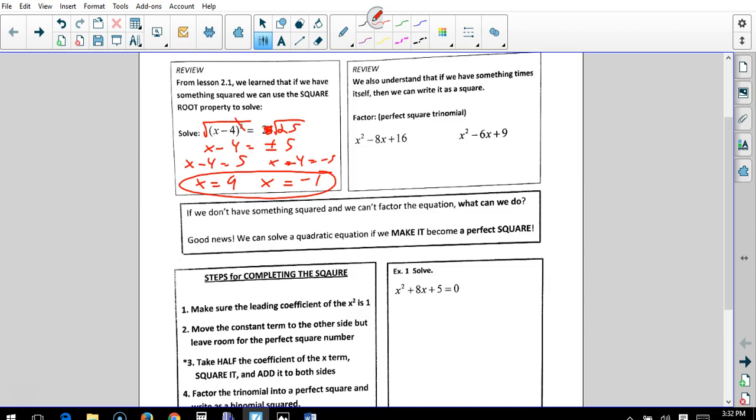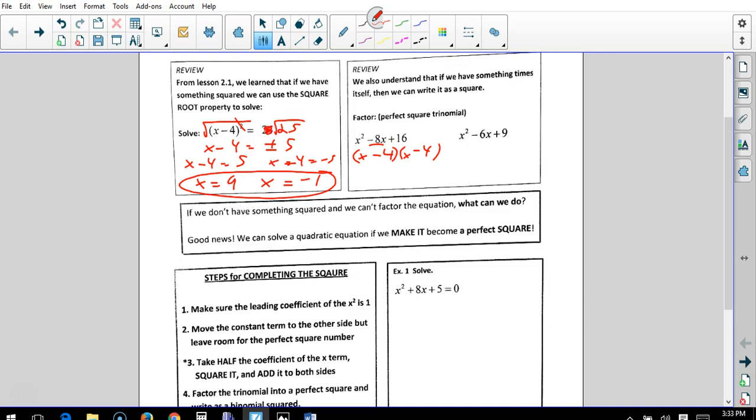Now, we also understand if we have something times itself, we can write it as a square. So, these are called perfect square trinomials. Let's just factor it first off, and we'll talk about it. I need two numbers that multiply to give me 16 that add up to 8. Well, 1 and 16 add up to 17. 2 and 8 add up to 10. 4 and 4. Oh, there we go. 4 and 4. Now, since this is negative, these both have to be negative.